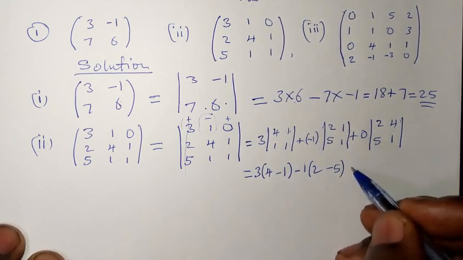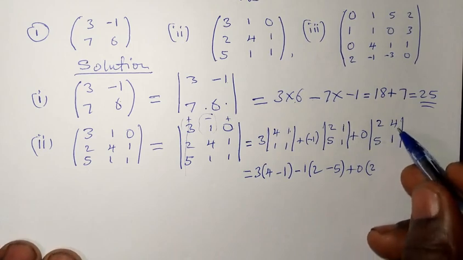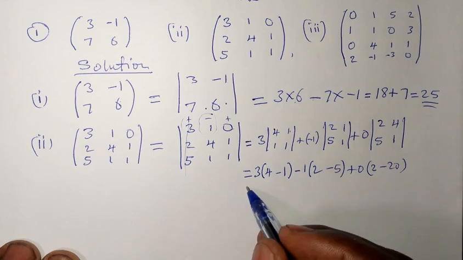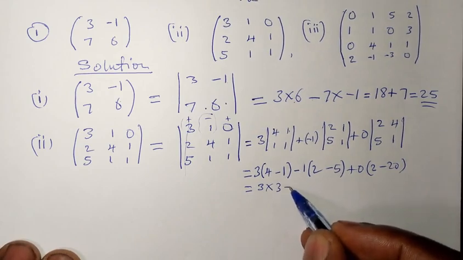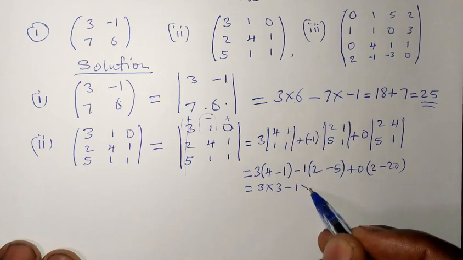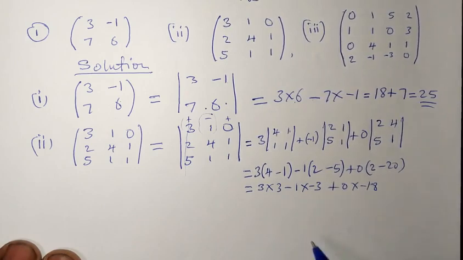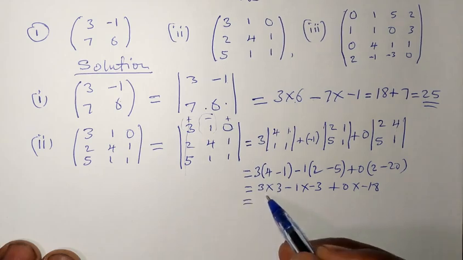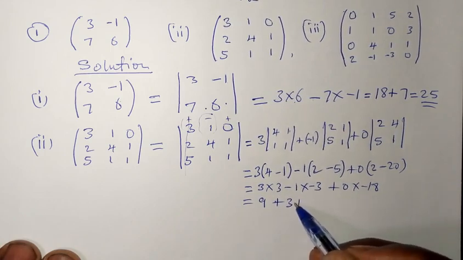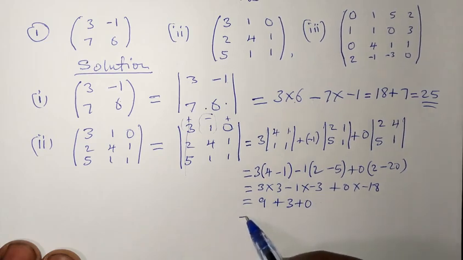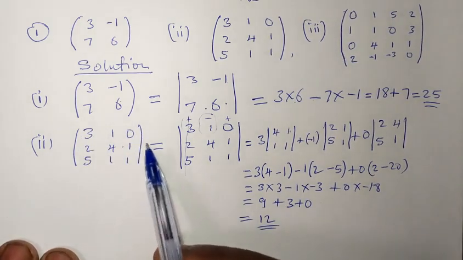Then you have 0, plus 0, open bracket, 2 times 4 minus 5 times 1 and so on, which gives us 20 in the product. So this will be equal to 3 times 3 minus 1 times minus 3, then plus 0 times minus 18. When you subtract what is inside and multiply, this will give us 9, and then minus times minus is plus 3, and then plus 0. Finally, our answer will be this plus this, which gives us 12. So it means that the determinant of this 3 by 3 matrix is 12.